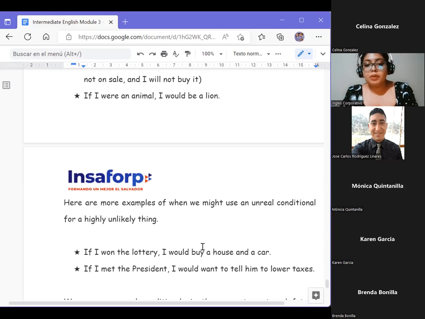If I met the president, I would want to tell him to lower taxes. Again, this is something possible. Yes, it's something that can happen once in our time or once in our life. But it is very, very difficult to have a casual conversation with the president, because when you are going to meet the president, you are going to talk about something very specific, because you are part of our organization, you are part of our group. So you are not going to talk about that kind of ideas with the president, because it is not relevant for them in that moment.